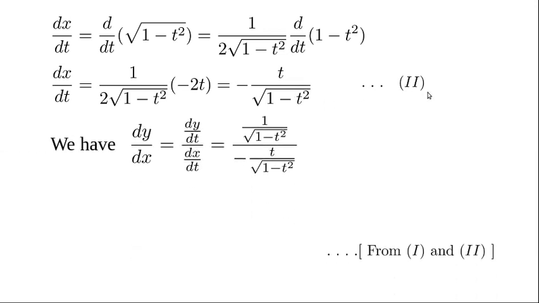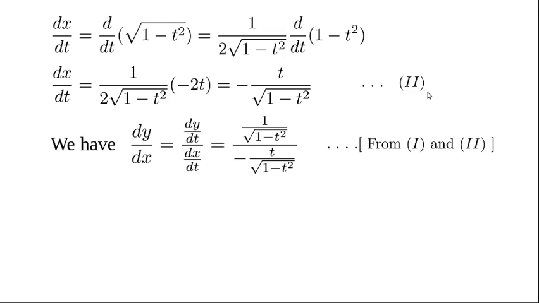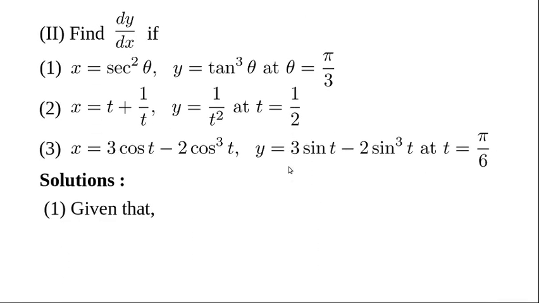So we have dy/dx equal to (dy/dt) upon (dx/dt). Then these two terms get cancelled, we get dy/dx equal to minus 1 upon t. And in the second part of this set of problems, we are asked to find dy/dx, and along with that we are asked to substitute the values of these parameters also in the differentiated function.